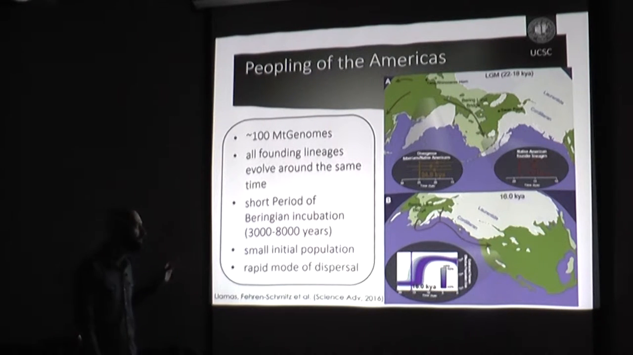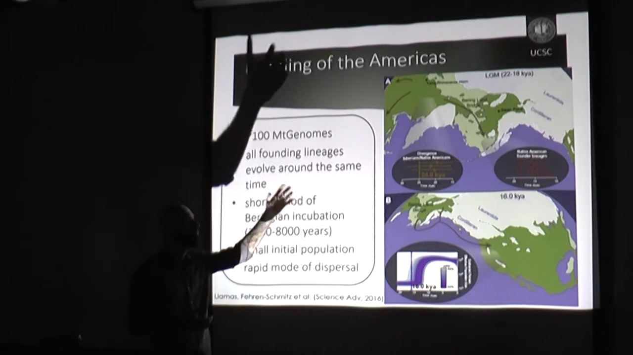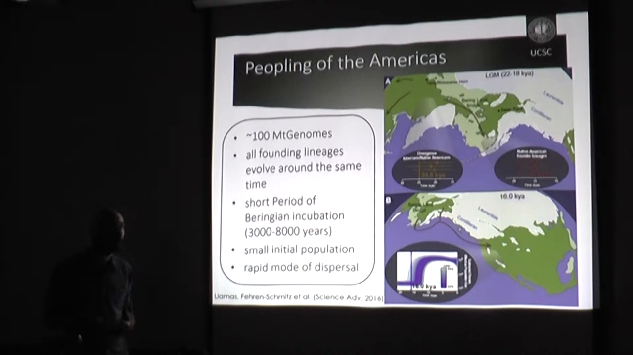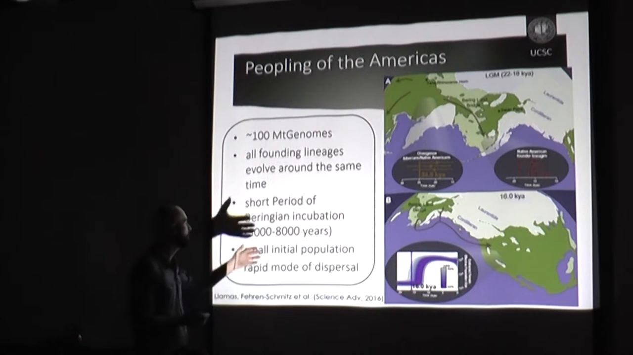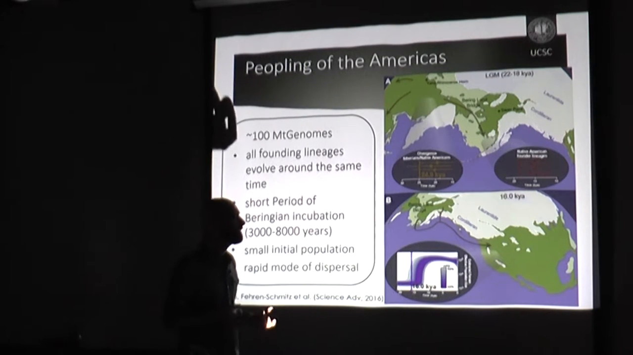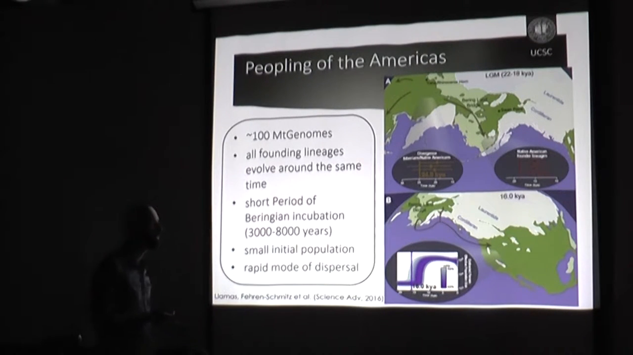What is kind of crucial information when you think of the overall ecology of that specific area, the possibility to sustain populations there for a while, and so on. So this overall event was much shorter. Also, another thing that we found is that the so-called founding lineages that make up the Native American mitochondrial gene pool actually all kind of diverged or evolved around the same time.